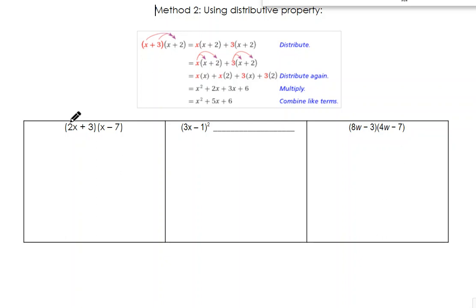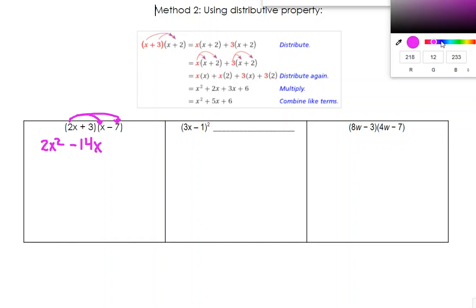So 2x, I have 2x here. That means I got to take this 2x and times it by x and times it by negative 7. I got to times it by both things. So 2x times x would give me 2x squared, right? 2x times negative 7 will give me negative 14x.